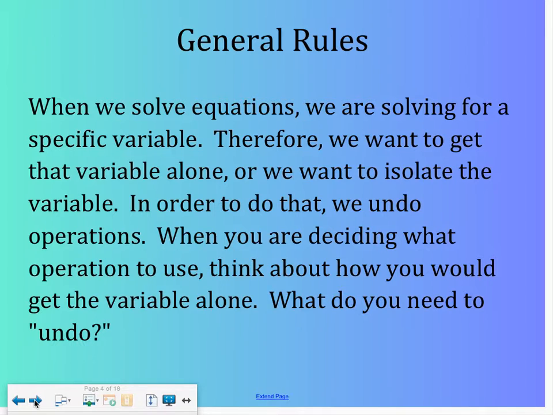General rules: when we solve equations, we are solving for a specific variable. Therefore, we want to get that variable alone, or isolate that variable. In order to do that, we undo operations. When deciding what operation to use, think about what you need to undo. For example, given 5x, 5 is being multiplied by x, so to undo that, we divide by 5. 5 divided by 5 is 1, so you get just x.